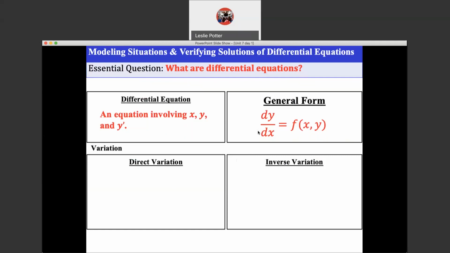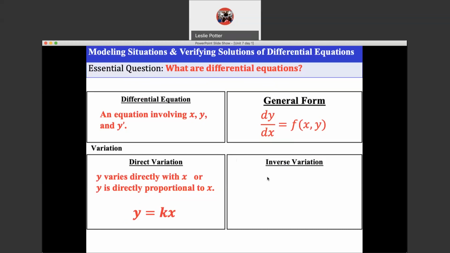Now, in order to talk about differential equations, we need to remind ourselves what direct and inverse variation mean. So remember that direct variation means that y varies directly with x, or in other words, the dependent variable varies directly with the independent variable. Or another way we can say that is y is directly proportional to x. And mathematically, it looks like this. So when x goes up, y goes up by a factor of k.